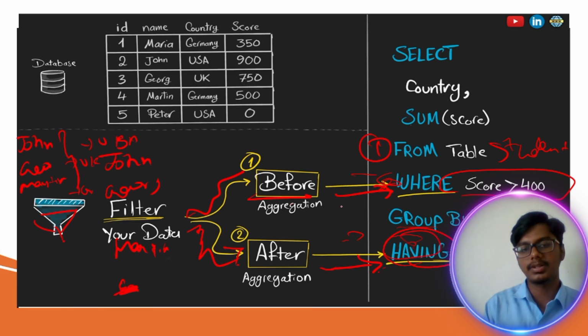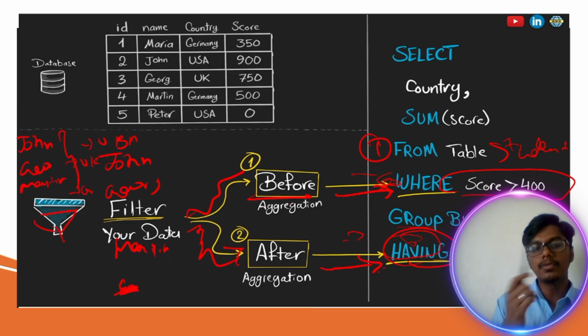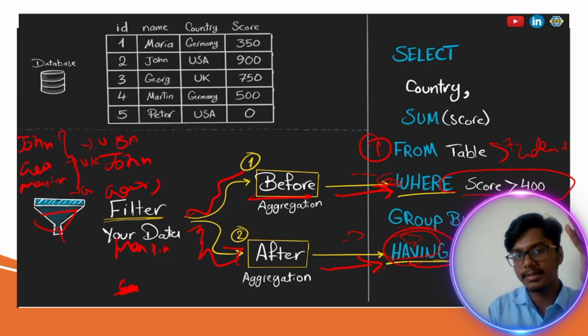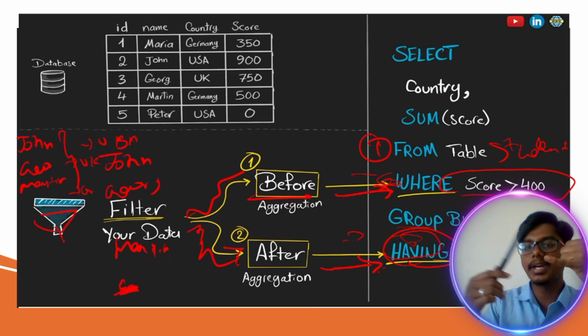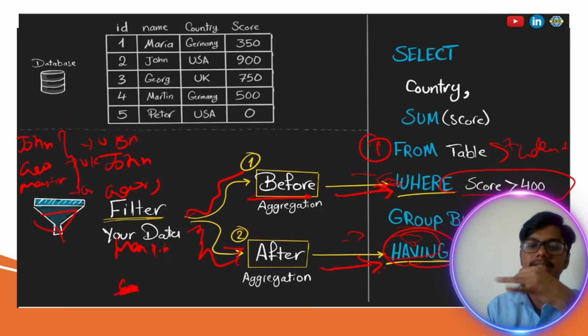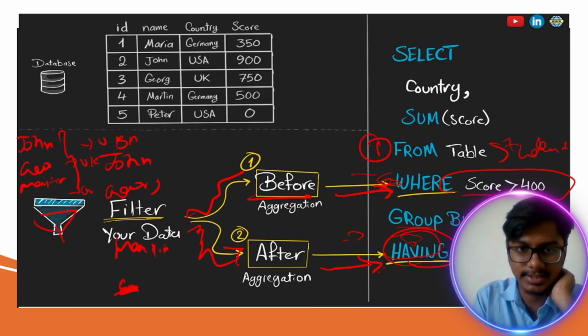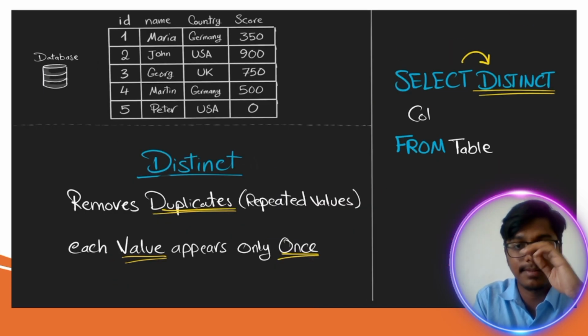The main interview question is how we can filter data before aggregation and after aggregation. Before aggregation we can use the where condition, and after aggregation we can use the having condition. These are the simple commands.